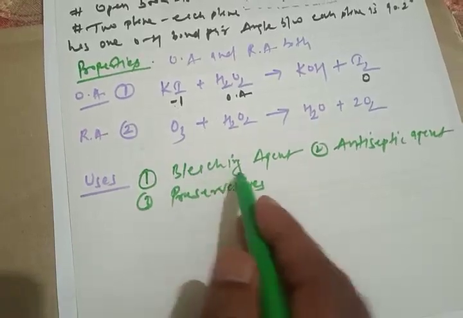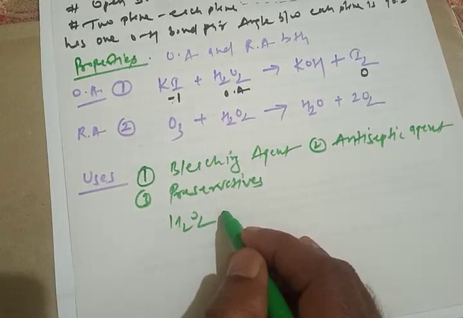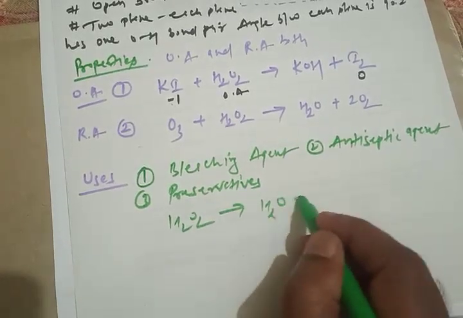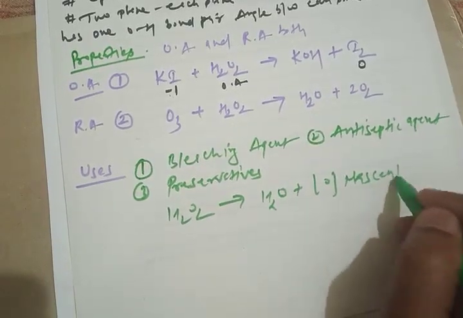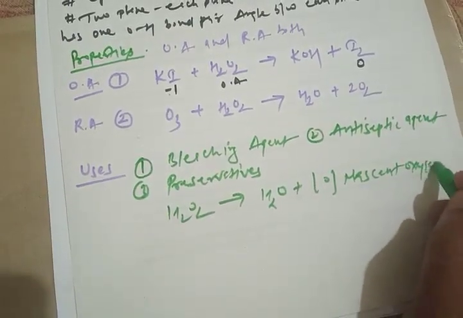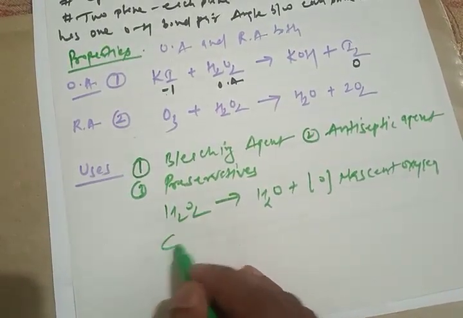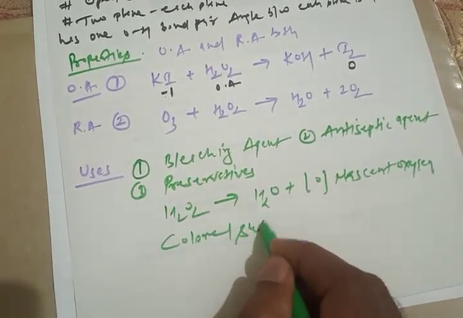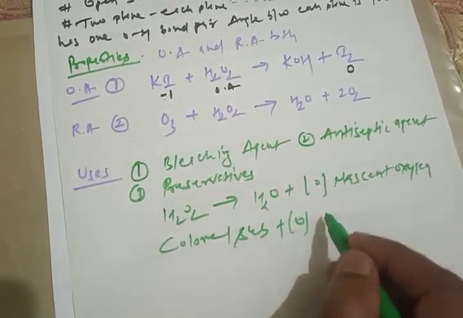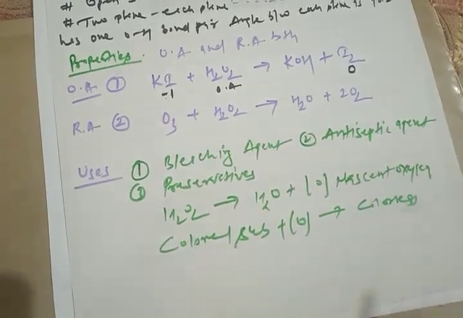So how will it act as a bleaching agent? Because H2O2, hydrogen peroxide, will give you H2O and oxygen. This is called nascent oxygen. So this nascent oxygen will combine with any colored substance, and the colored substance is converted into colorless. So this is how it will act as a bleaching agent.